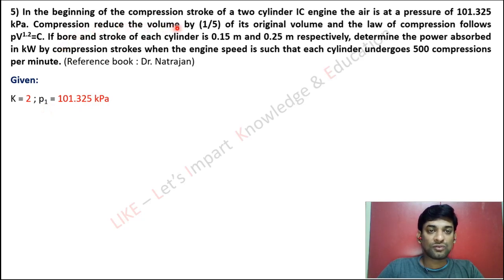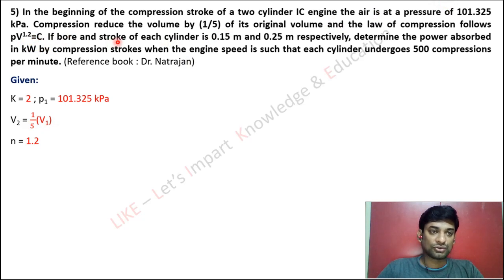Compression reduced the volume by 1/5 of its original volume. Listen. So, final volume V2 is equal to 1/5 of its original volume. So, V2 is equal to 1/5 V1. PV^n is equal to constant, that is small n is equal to 1.2.